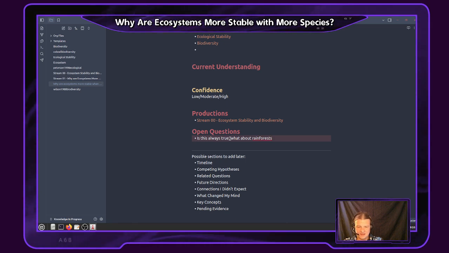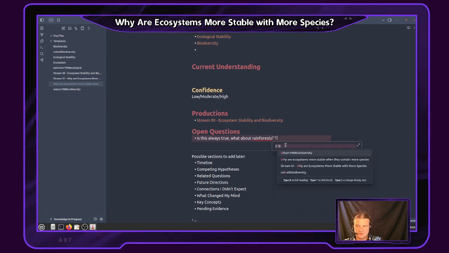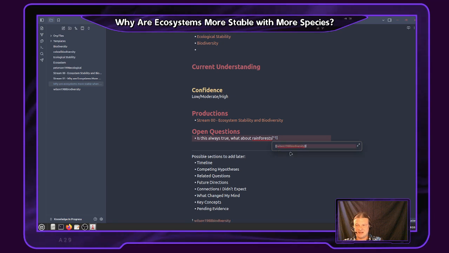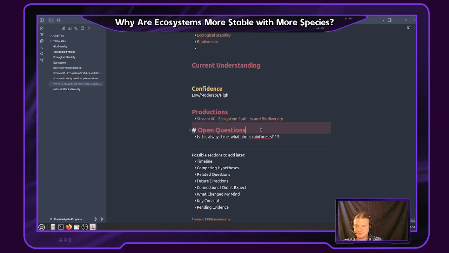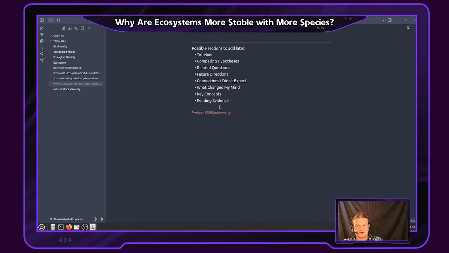And we can superscript a new footnote here, and this is going to be Wilson 1988 biodiversity as a citation. There we go. And now it's created the footnote at the bottom of the question.